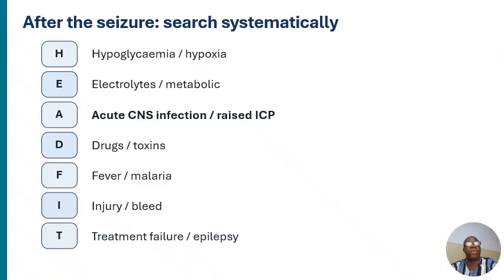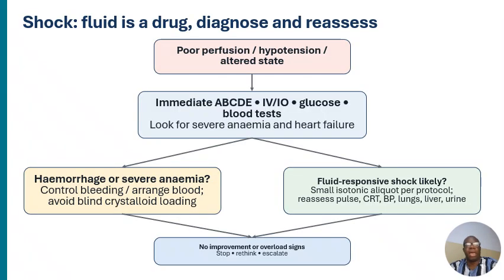Lumbar puncture is considered only after stabilizing the child, when no contraindications exist. Okay, if meningitis or encephalitis is suspected in an unstable child, start treatment promptly. Do not wait for lumbar puncture before you start the treatment. In this lecture, the next major physiological threat is shock, and that is what we are going to be discussing now. Shock means inadequate tissue perfusion.